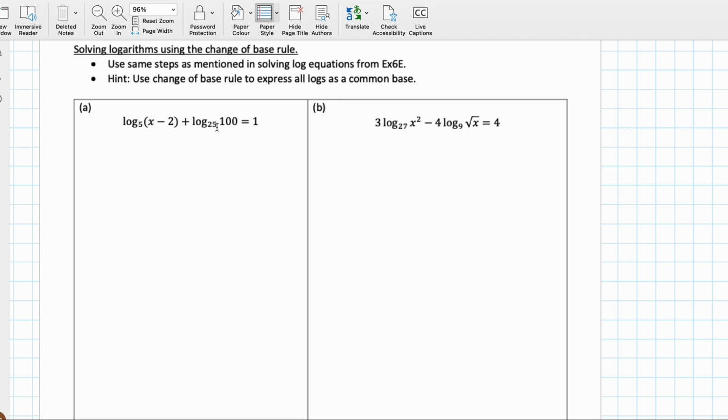We want to express this in the same base. Now, something cool here is that we can see this is 5, this is 25. We can basically convert this log base 25 to log base 5 using the changing base rule. Okay, so here we go.